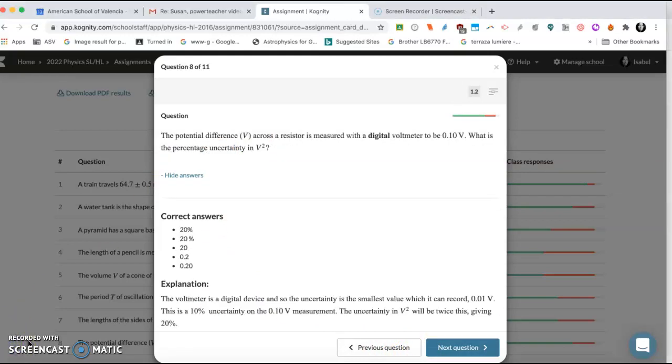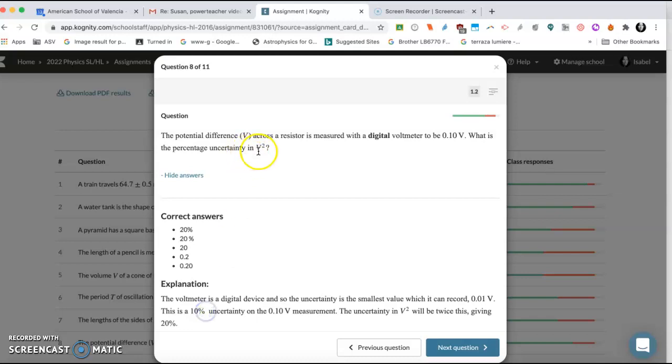This question is about instruments. The potential difference across a resistor is measured with a digital voltmeter. That means that the uncertainty is plus or minus the smallest interval. So it would be plus or minus 0.01. I made a little mistake there. So the uncertainty here would be 0.01. If we work that out as a fractional uncertainty, it would be 0.01 divided by 0.10, which gives you a percentage uncertainty of 10%.